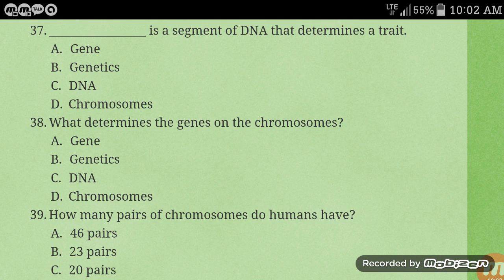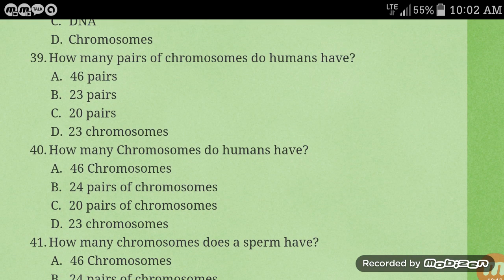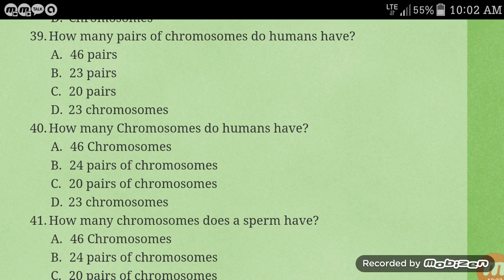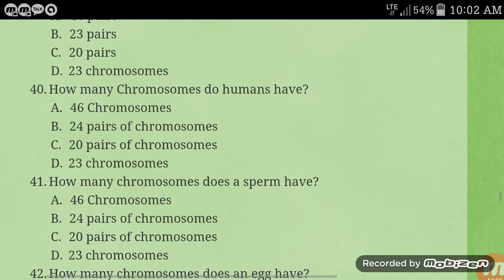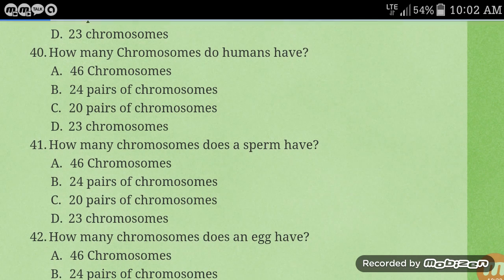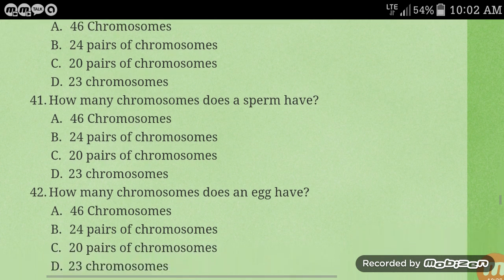Next one, what determines the gene in the chromosomes? It's the letter C. It's DNA. How many pairs of chromosomes do humans have? Of course, it's 46. No, 23 pairs. I'm sorry, 46 chromosomes or 23 pairs of chromosomes. Okay? Number 40. How many chromosomes do humans have? 46 chromosomes. I told you that because there are 23 pairs, so 23 times 2, that's 46.